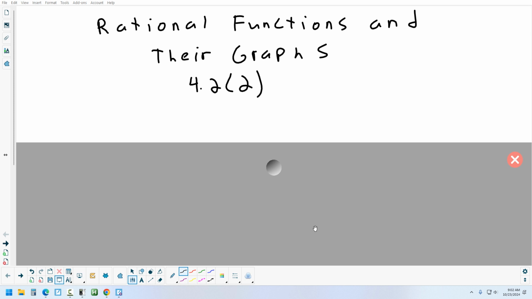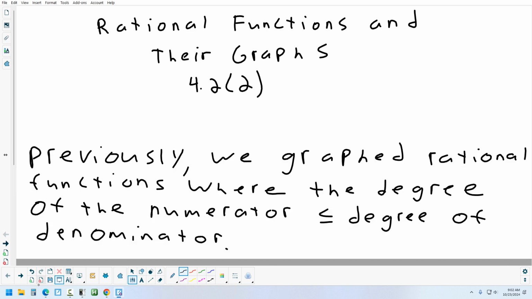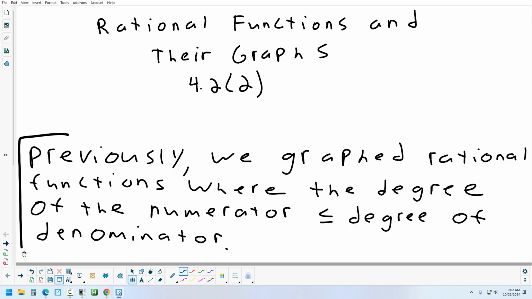Okay, so the last section we're going to look at for this week continues what we did yesterday, 4.2 part 2. Yesterday we looked at graphing problems where the degree in the top was less than or equal to the degree in the bottom. Okay, and we saw the kind of graph we got. I think we had one that looked kind of like this.